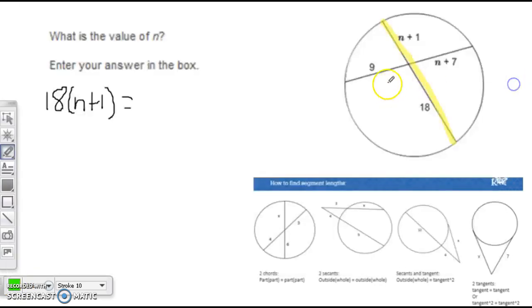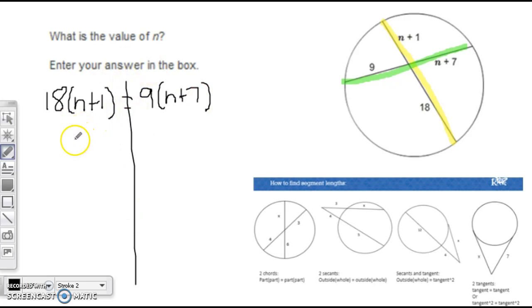And then I also have this green chord, and if I do part times part from that one, it would be 9 times n plus 7. Just make sure that when you do part times part, they come from the same chord. You don't ever want to do like 9 times 18. Those are on 2 different chords, so it does help to color code it. All right, and then from here we have an equation to solve.